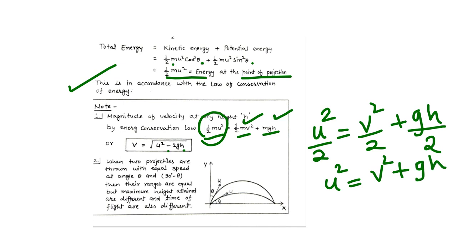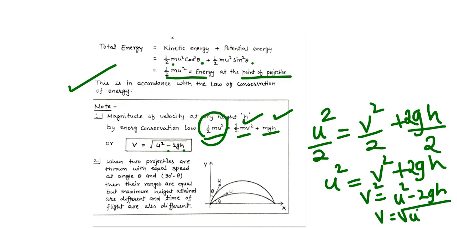You have to multiply this with 2, right? 2gh. And you take the 2 common. All 2 cancel. Okay? Common means 2 cancel. So what is v square? u square minus 2gh. Take under root. So v is equal to under root of u square minus 2gh. Okay. Is that clear right now? These are all the things for projectile motion.